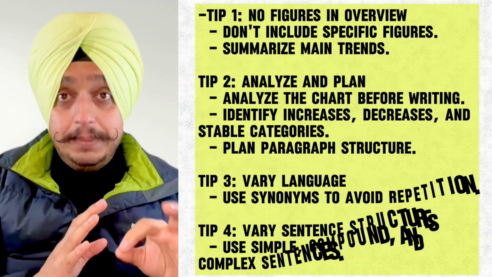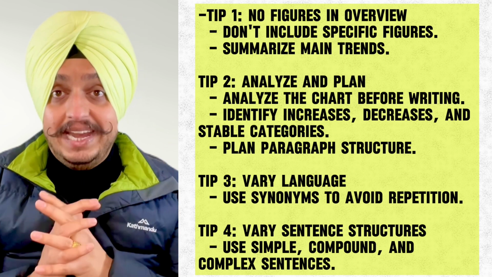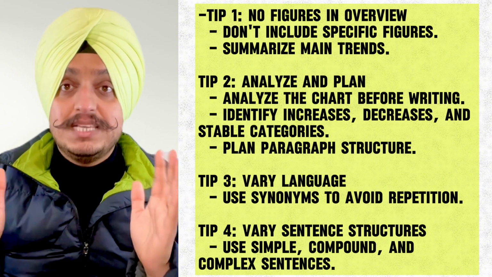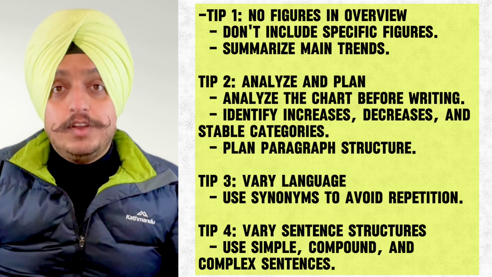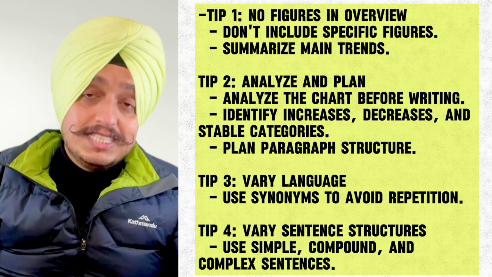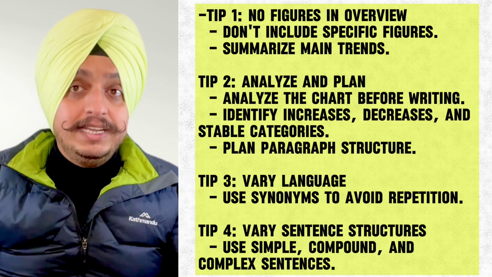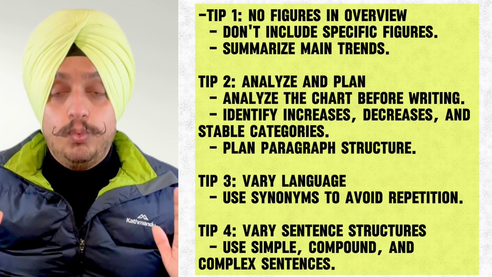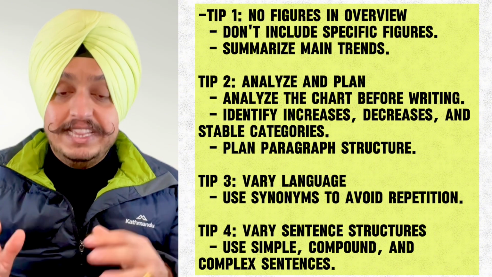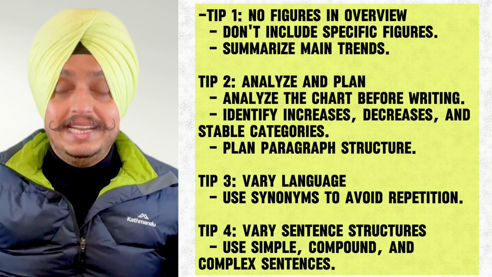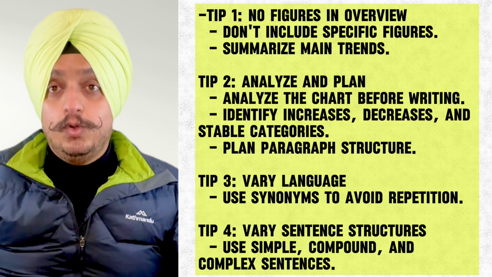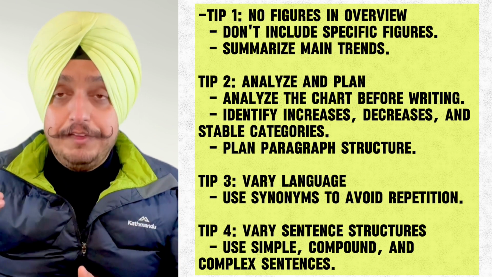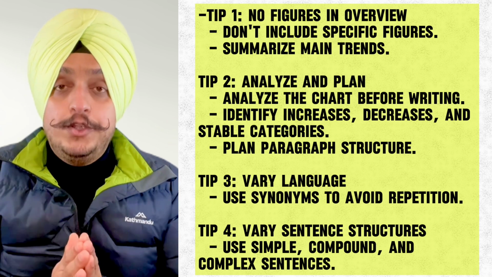Before we wrap up, let me give you some final tips for writing about bar charts. Tip number 1: no figures in the overview paragraph. Never write any specific figures in your general overview paragraph. The overview is meant to give a broad summary of the main trends or features without getting into the specific details. Think of it as giving the examiner a general idea of what the data shows without overwhelming them with numbers right away. Just refrain from writing any figures or numbers in that. You can have a look at the way we have written our overview in our example: just what increased significantly, what decreased significantly, and no figures.